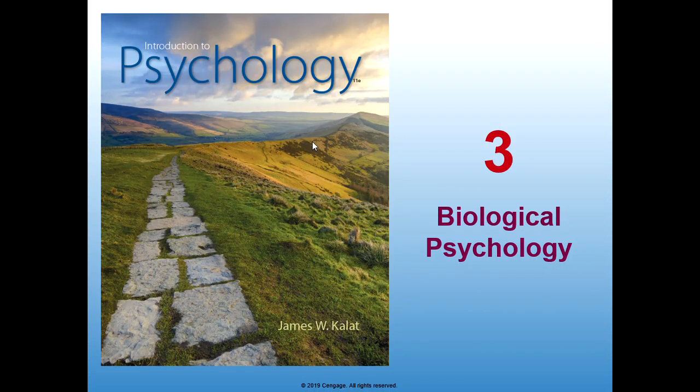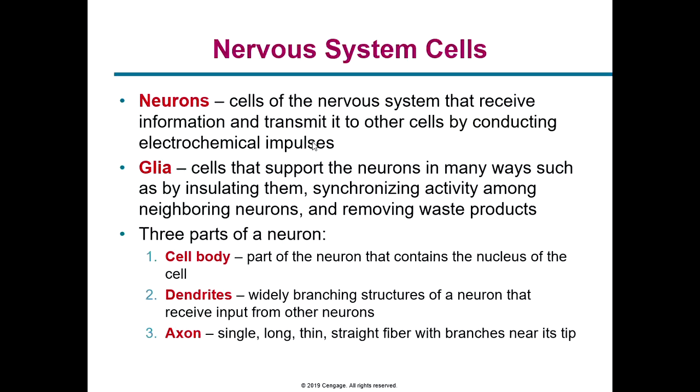Today we're going to be covering Chapter 3 for Introduction to Psychology, Biological Psychology, which also sets us up for next week when we begin to talk about sensation and perception. Okay, great. For this chapter, we're going to be focusing on two of the body's communication networks. We're going to be looking at the nervous system and the endocrine system.